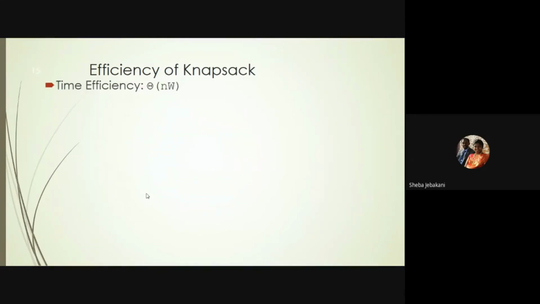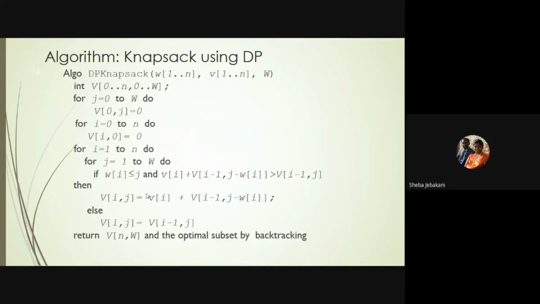So time efficiency will always be theta of n into w, and space efficiency will also be theta of n into w, because we have a matrix of n cross w size. And if you see the algorithm for knapsack, it is the same thing we did till now. These first two steps are for initializing the first row and first column of your matrix. Then this part is for finding the values for each and every element.